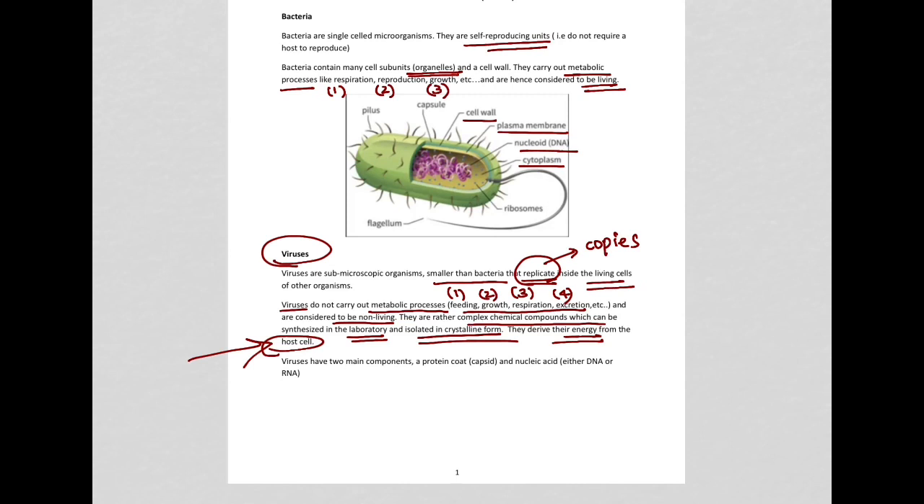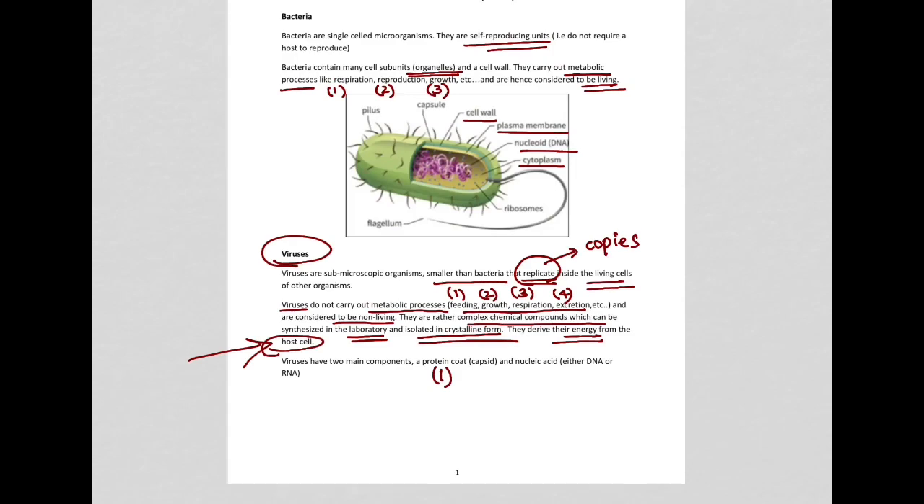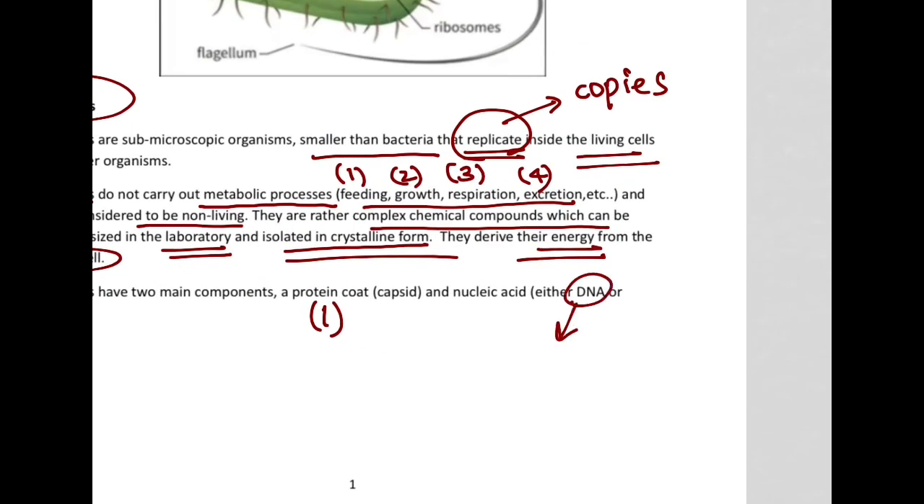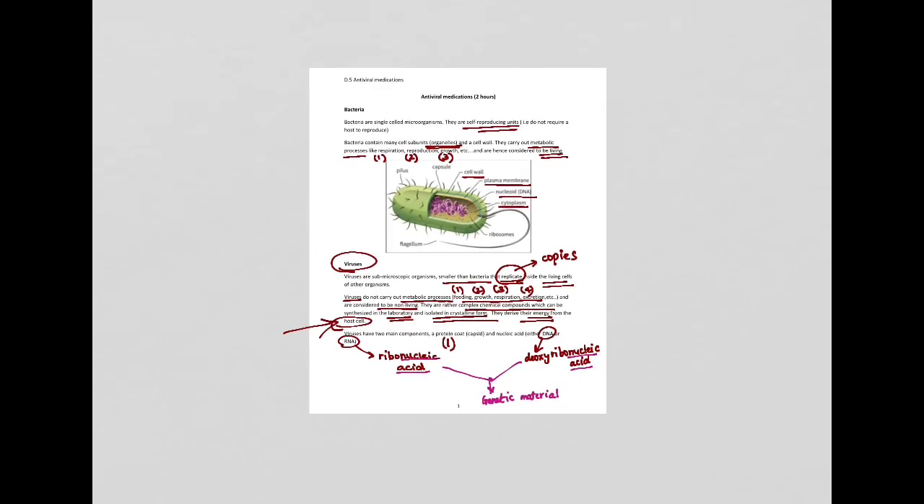Now, viruses have two main components. One is a coat, which is called the capsid, as you can see here. So you have a protein coat, and then you have DNA or RNA. DNA is deoxyribonucleic acid, and RNA is ribonucleic acid. Both of these are nucleic acids, and these nucleic acids are genetic material. Viruses contain a simple version of genetic material, and this is what is going to be used by them to make copies of themselves, right?